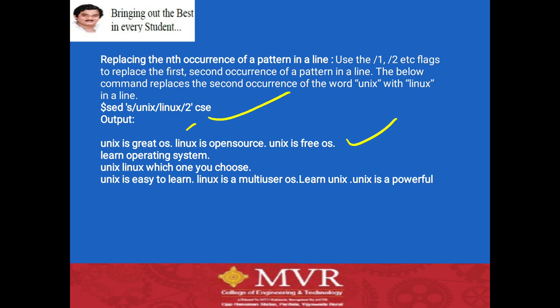See, as I said, Unix comes thrice in the first line, but only the second occurrence is replaced by Linux. The first occurrence and the third occurrence are not replaced. Similarly, in every line, if Unix is available two or three times, only the second Unix will be replaced by Linux, right? This is the second method to replace the nth occurrence.